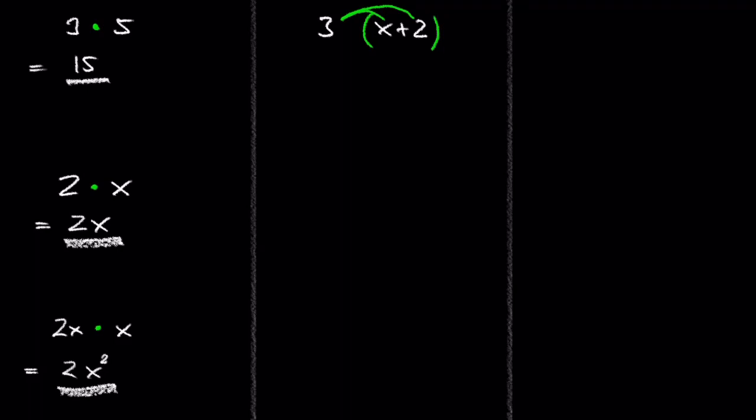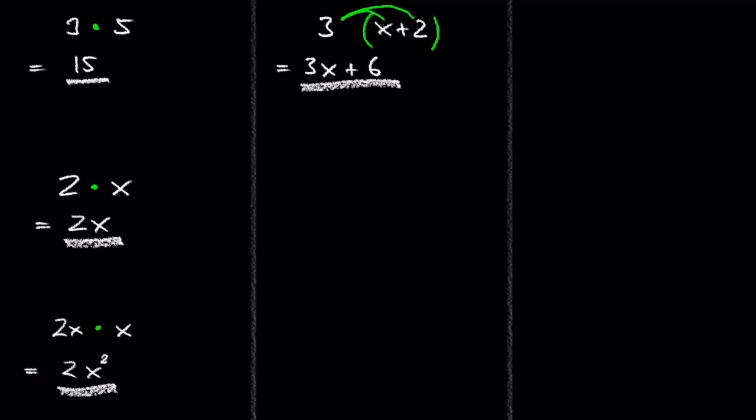We see here and in the following examples that multiplying polynomials is just multiplying each term of one polynomial by each term of the other polynomial by using the distributive law. So 3 times x is 3x and 3 times 2 is 6. So we get 3x plus 6 and we're done with this problem.